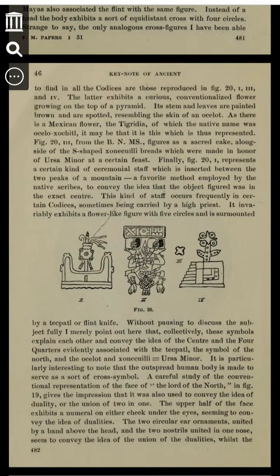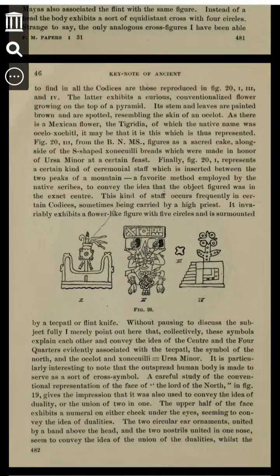And the flint knife, the tek pot, that's just the knife that struck life, that sparked life, right? And that's the best way I can explain it right now. We're gonna get to more of a deep meaning later. Without pausing to discuss the subject fully, I merely point out here that collectively these symbols explain each other and convey the idea of the center and the four quarters evidently associated with the tekpat, the symbol of the north, and the ocelot, as shown kulili equals Ursa Minor.